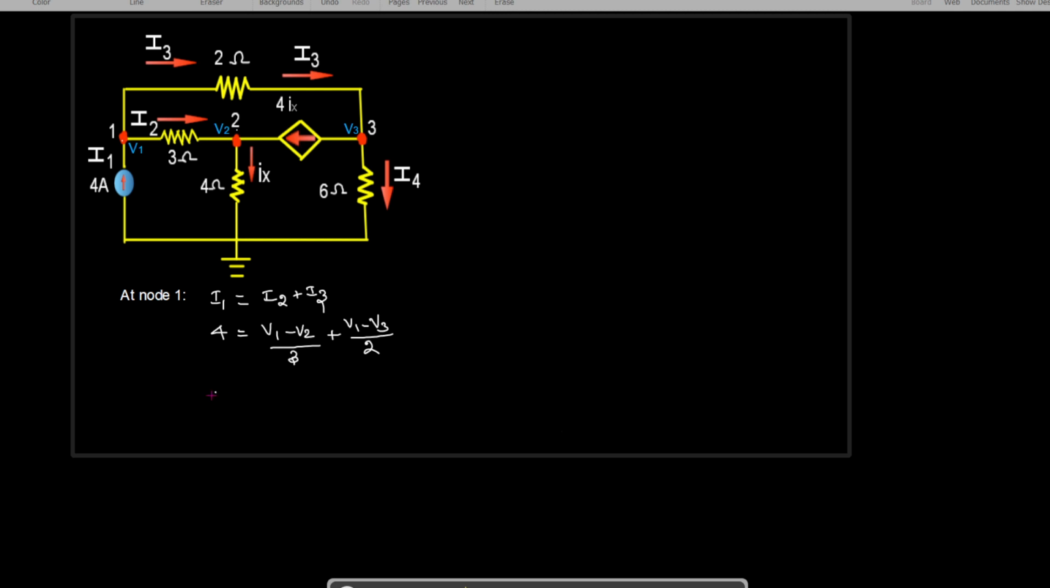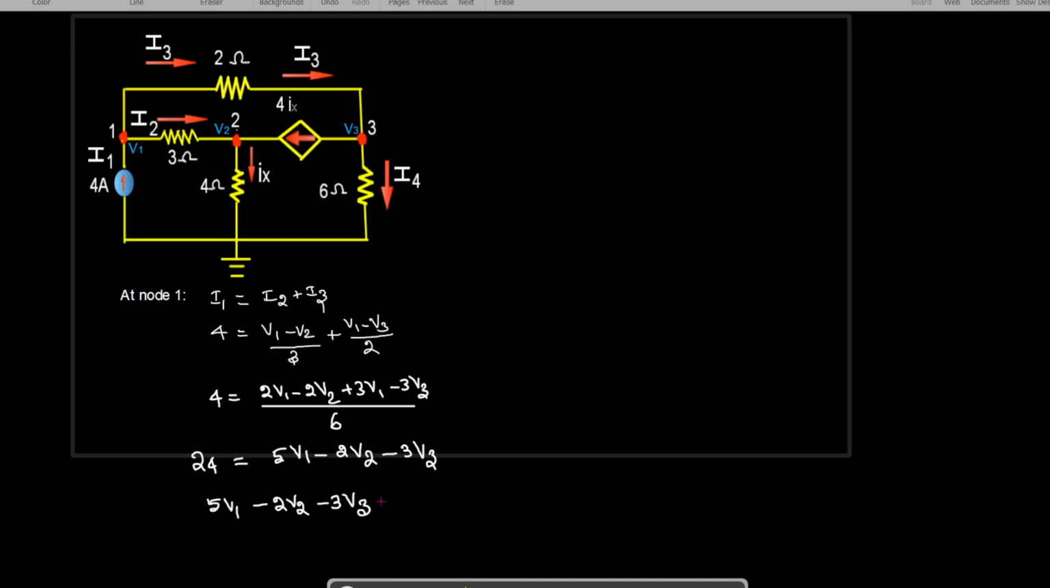Now we can write this as 4 equals, taking the common denominator as 6, 2V1 minus 2V2 plus 3V1 minus 3V3. So you can write this as 24. 24 is equal to 5V1 minus 2V2 minus 3V3. So this is your first equation: 5V1 minus 2V2 minus 3V3 equals 24.